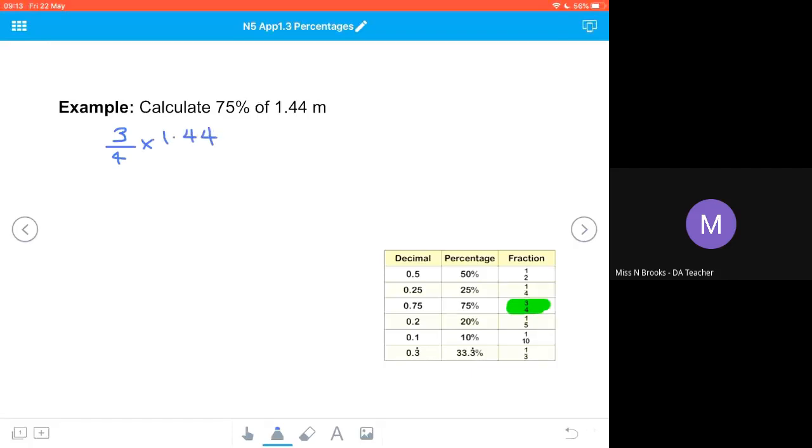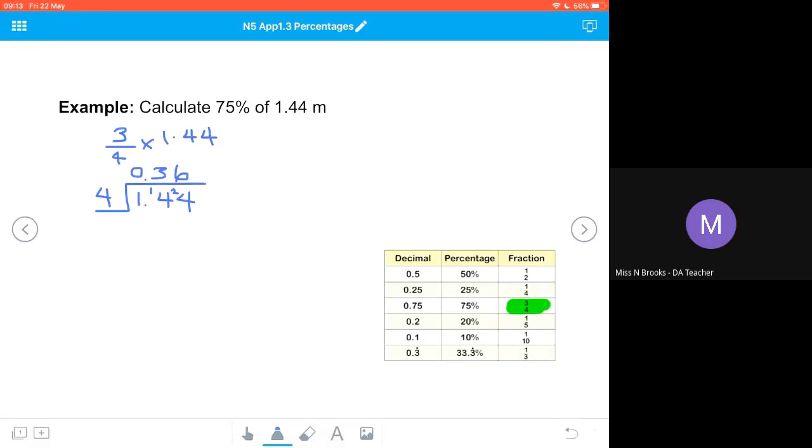So we're going to divide by the bottom. So we're going to take our 1.44 and we're going to divide by 4. So 4 goes into 1 no times. We're going to put our decimal point in and we're going to carry our remainder. 4 goes into 14 3 times with a remainder of 2, and 4 goes into 24 6 times. So we've got 0.36.